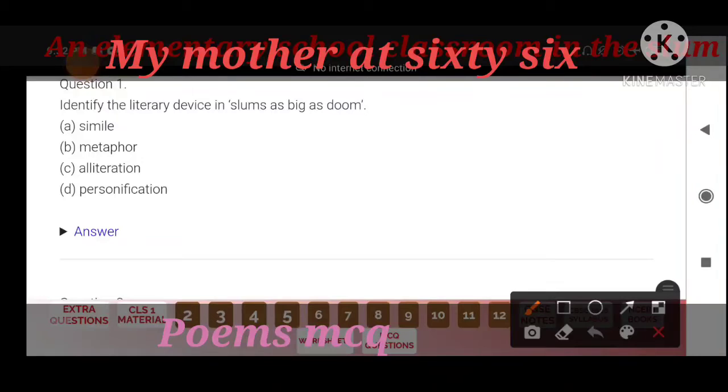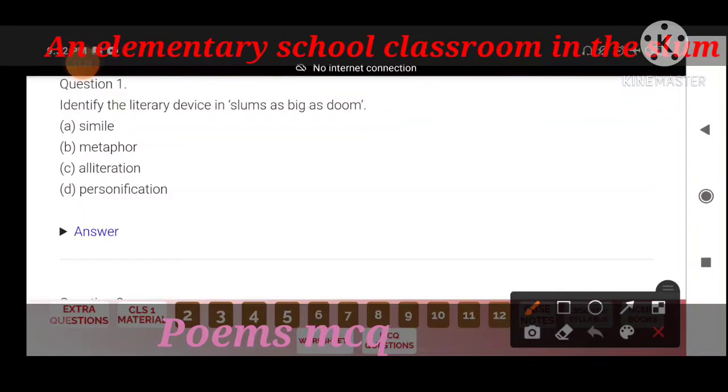An Elementary School Classroom in a Slum. So as we remember the word lesson, it's about that slum area's children. The poet focuses on their lifestyle, that they also need our attention. So let's see the first one.